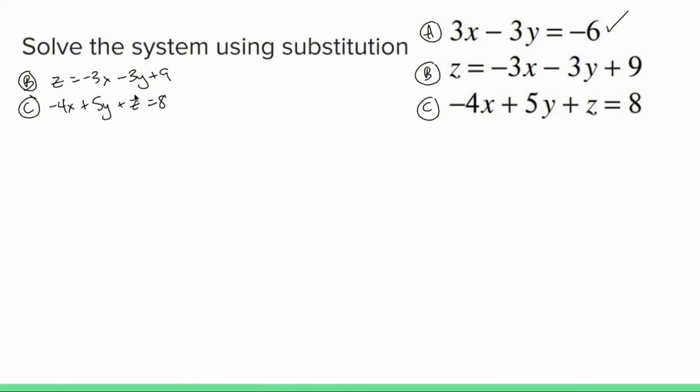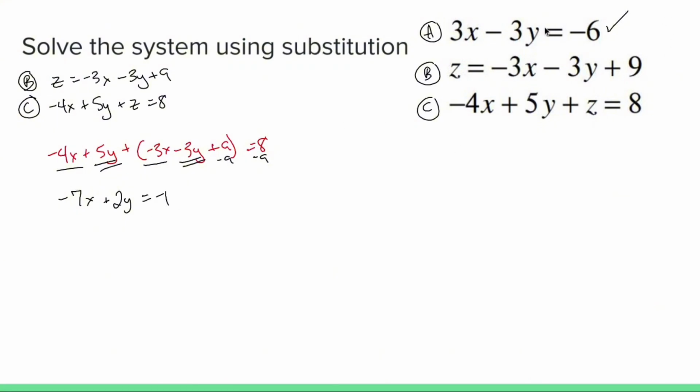So if I replace the z in the bottom equation with the z up here, I get negative 4x plus 5y plus z, which is negative 3x minus 3y plus 9, and then to complete it, I have equals 8. So negative 4x and negative 3x is negative 7x. 5y and negative 3y is 2y, and if I subtract 9 from both sides, I get equals negative 1.